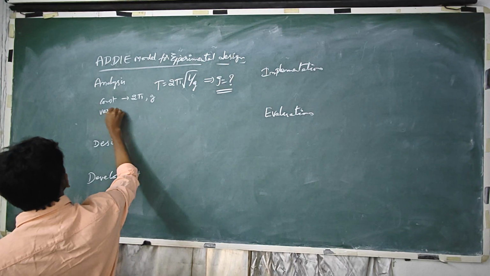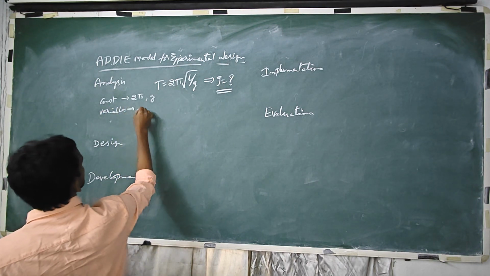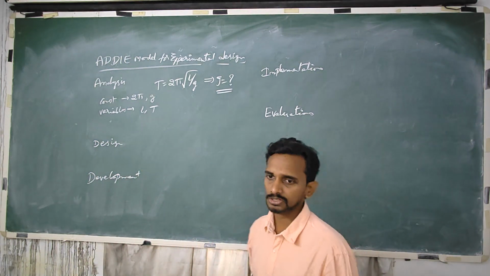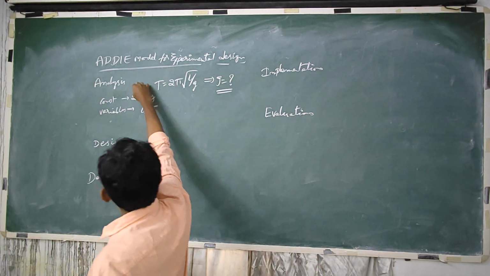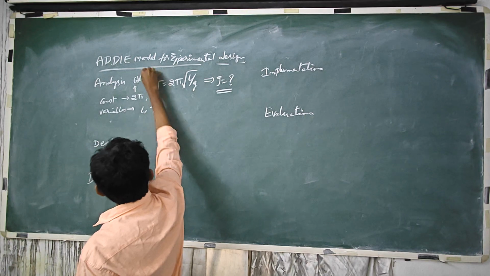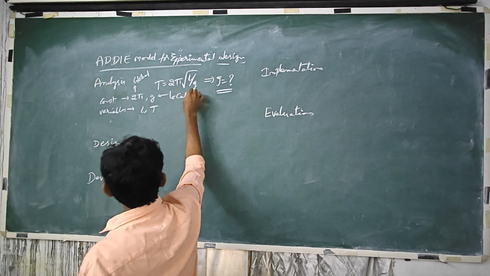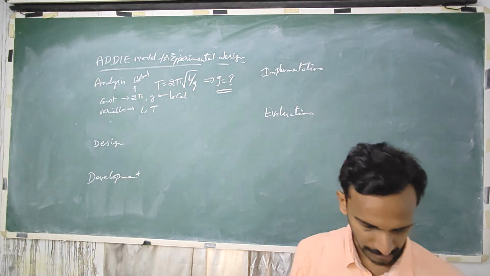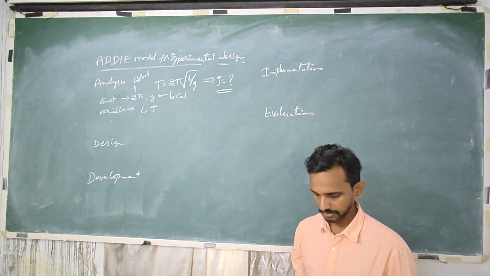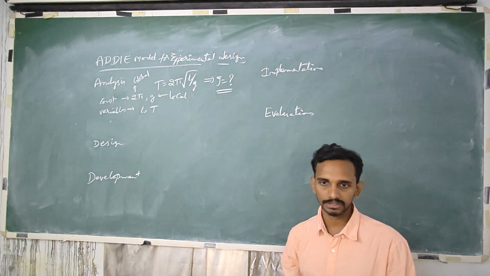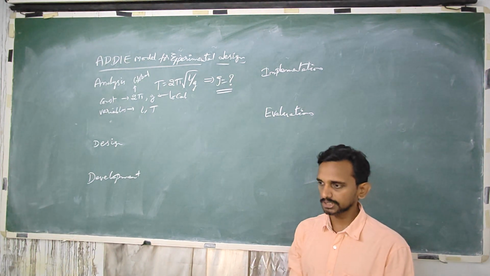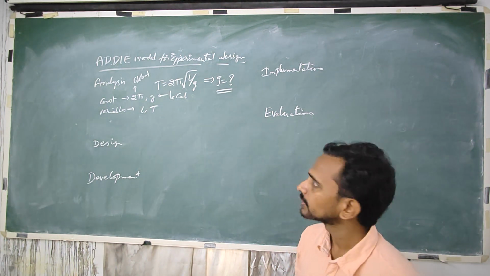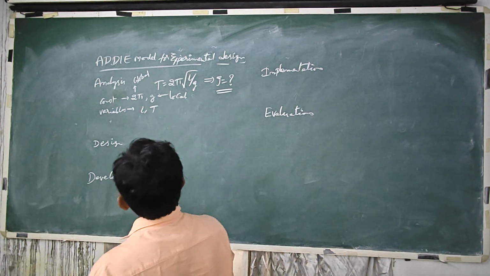And what are the variables? L and T are the variables. In these constants, 2 pi is a global constant and G is a local constant. So this G value varies from place to place, or varies for different experimental conditions. So for this particular setup and this particular place, G value is assumed to be constant. So it is a local constant.